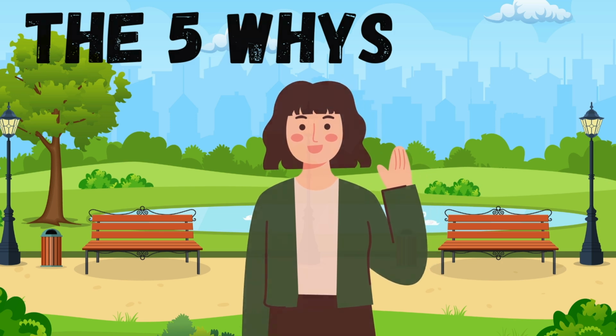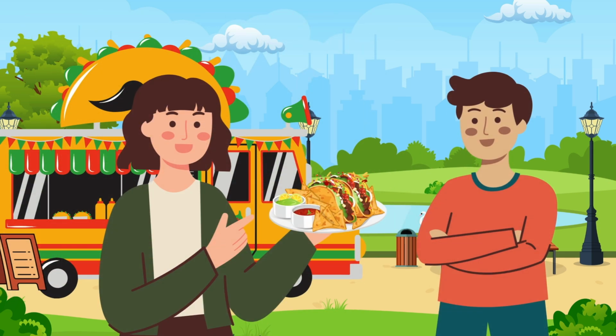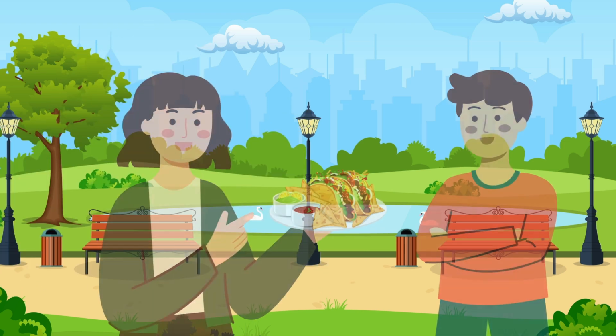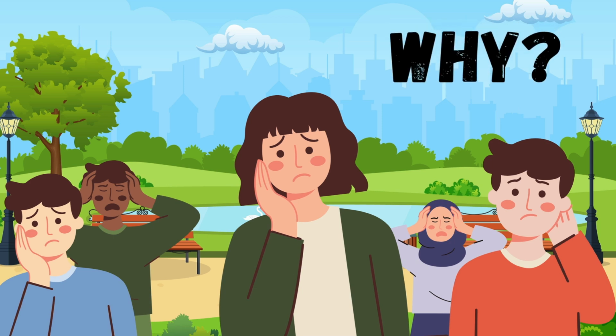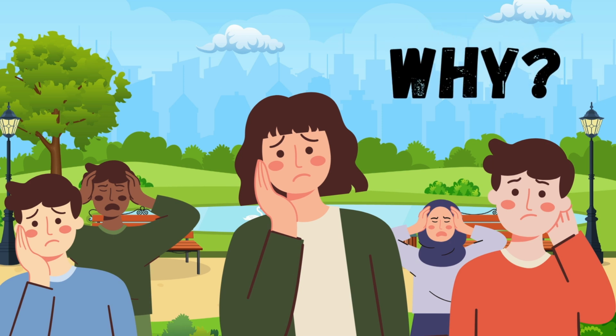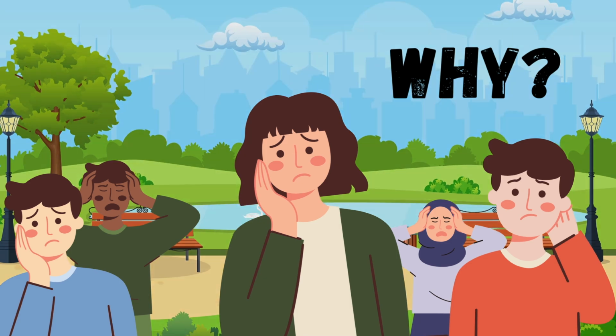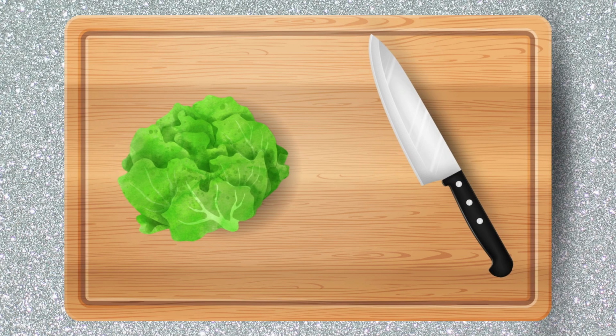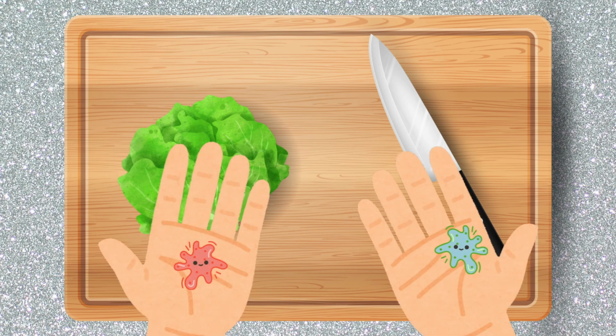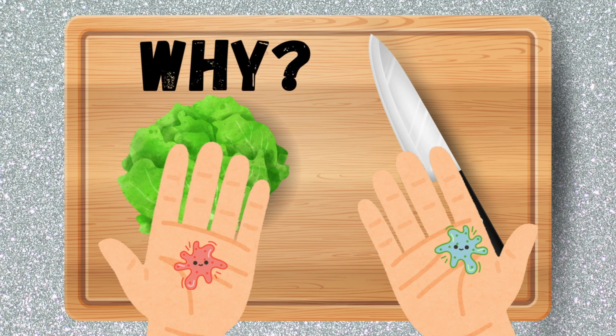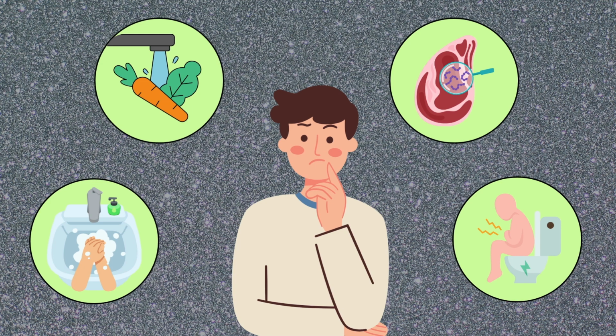Hi, Susie. Susie and her friend Sam ate at a food truck yesterday. They got sick with other customers. The identified problem is they got sick. But why did they get sick? County officials identified the cause of sickness was exposure to salmonella. But why did they get exposed to salmonella? The food was contaminated and being served. But why was it contaminated? The food was not properly handled during preparation and cross-contamination occurred.